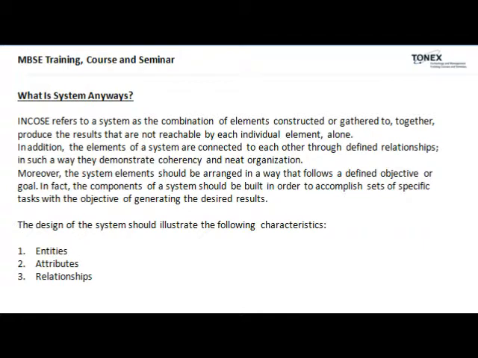Moreover, the system elements should be arranged in a way that follows a defined objective or goal. In fact, the components of a system should be built in order to accomplish sets of specific tasks with the objective of generating the desired results. The design of the system should illustrate the following characteristics: entities, attributes, relationships.